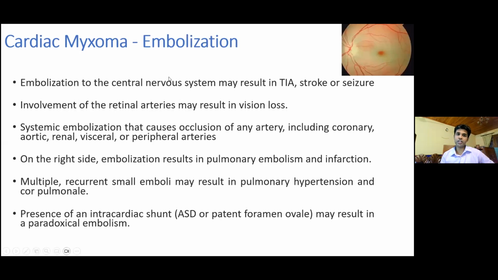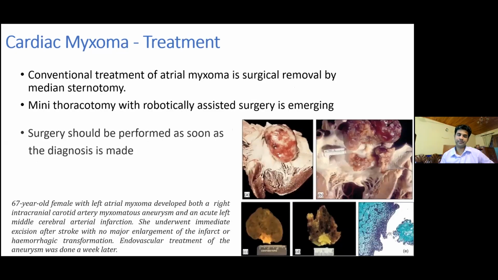So myxomas are notorious to cause embolization, and this can affect any major artery. So TIA, stroke, retinal artery thrombosis, and the list goes on. And interestingly, if there's a presence of ASD, like an intracardiac shunt, paradoxical emboli can also occur.